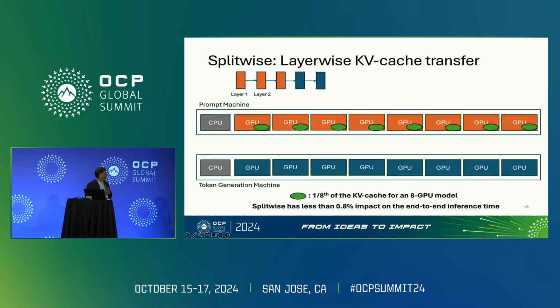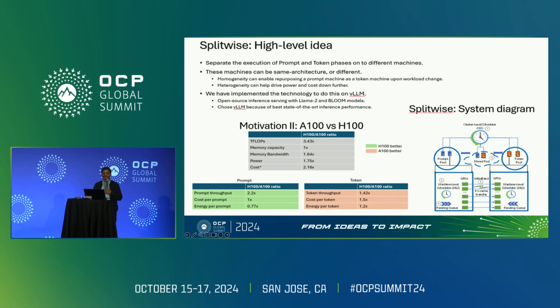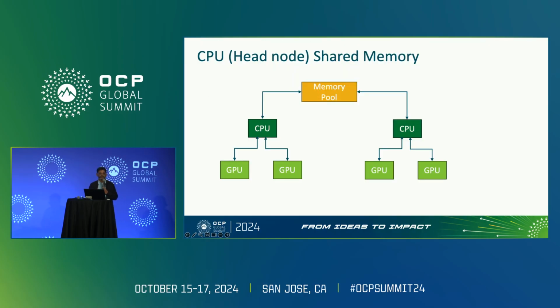Again, in another slide, there is a prompt machine and then there is a token machine. That is what this slide is going to tell you. Then you configure your prompt machine and token machine by adding more memory into the token machine. You can go and look at the paper, it's online.